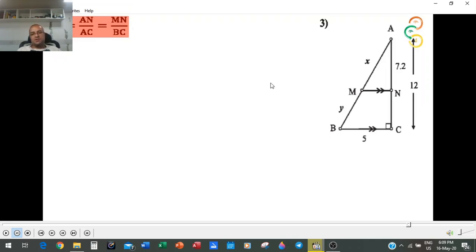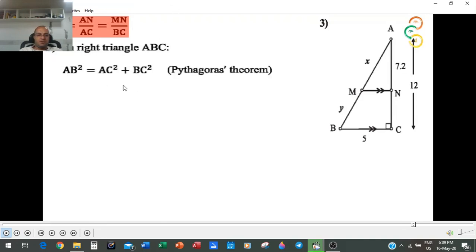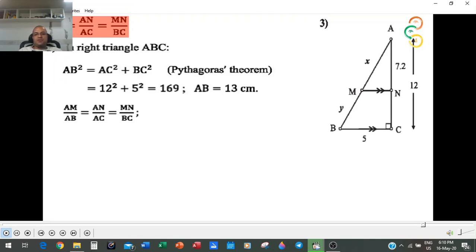Okay, let's start by replacing the values in the ratios. In the right triangle ABC, we can calculate AB square by Thales theorem: AB square equals AC square plus BC square, which is 12 square plus 5 square, which is 169. So AB equals 13, and we calculated AB.